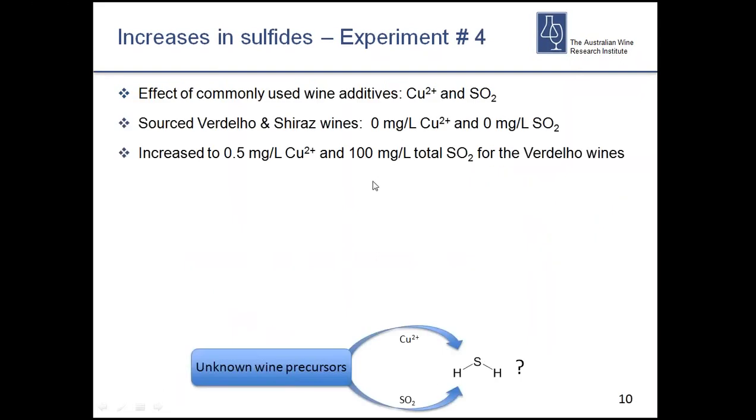So in a fourth experiment, we decided to not only look at copper, but also to look at another commonly used wine additive, sulfur dioxide, and to see how these two compounds interact in the wine in the formation of hydrogen sulfide. So for this experiment, we specifically sourced a white wine and a red wine, a Verdelho and a Shiraz, that weren't previously treated with either copper or SO2. And then we increased the copper concentration to 0.5 milligrams per liter, and we also increased the total SO2 for the Verdelho wines to 100 micrograms per liter.